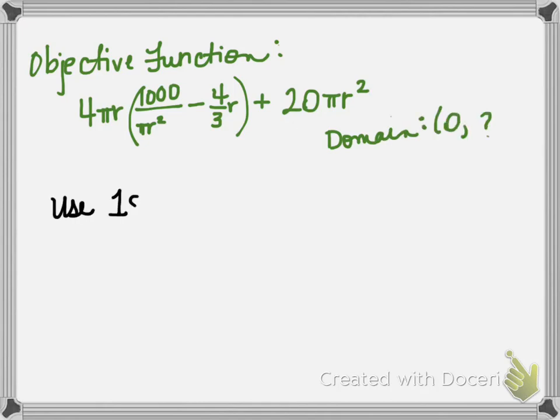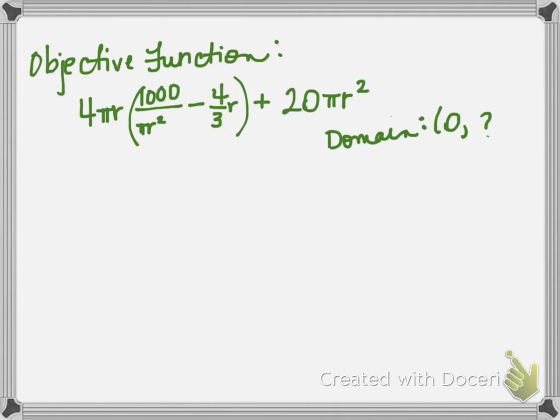And our domain here goes from 0 to, I'm not really concerned about where it goes to, but I know that the radius can't be 0 or else we'd have no propane tank, there'd be no volume.